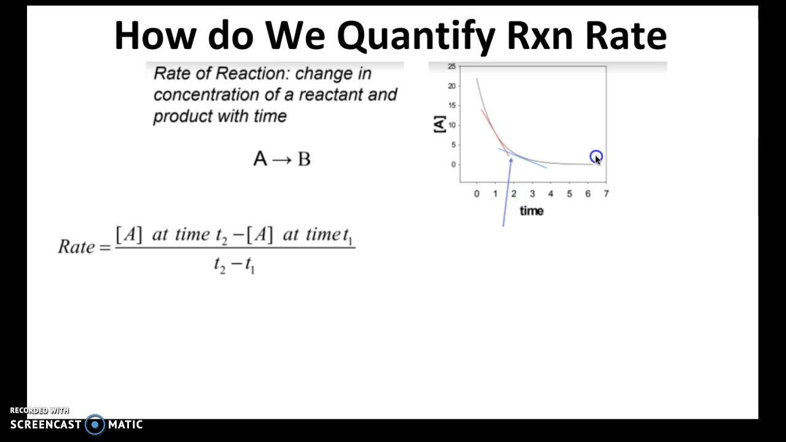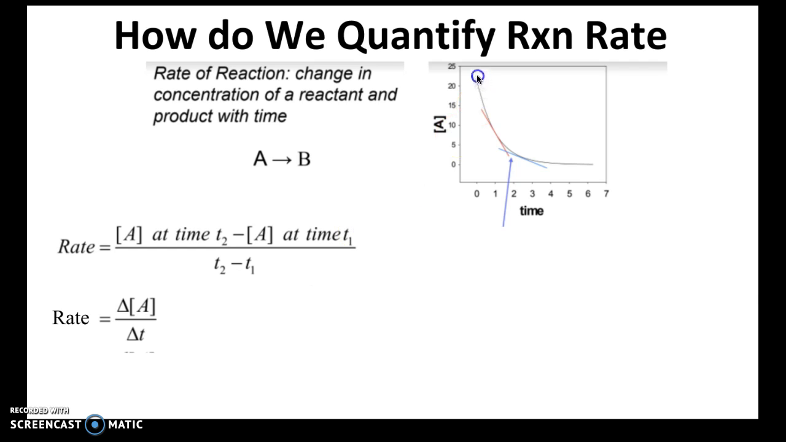All right, so for the rate, if you're measuring the change in the concentration of reactant with time, it'll be the change in the concentration of A at time 2 minus time 1, divided by time 2 minus time 1. That simplifies into delta A over delta T.